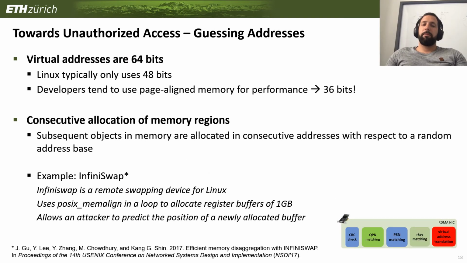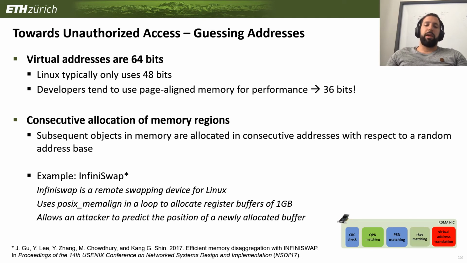And in the fifth step, we want to bypass this address check. This means we need to guess valid addresses. Typically, virtual addresses are 64 bits, but in Linux we only use 48 bits. And if developers use page-aligned memory for performance, it's only 36 bits. But what really helps here is that objects, in the case of RDMA, are allocated in consecutive addresses with respect to a random address. So once we know a valid address of our buffer, it's very easy to predict where other buffers of other applications might be.